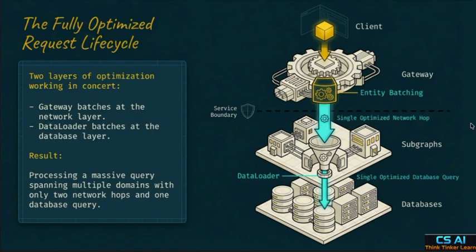In a fully optimized request lifecycle, you have two layers of batching working in concert. The gateway batches at the network layer and the DataLoader batches at the database layer. The result? You can process a massive query spanning multiple domains with only two network hops and one database query. This synergy is what allows GraphQL to scale to enterprise-level traffic.